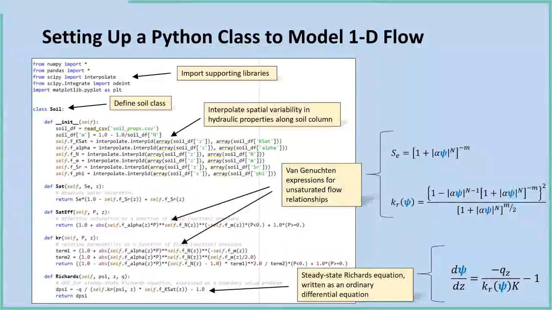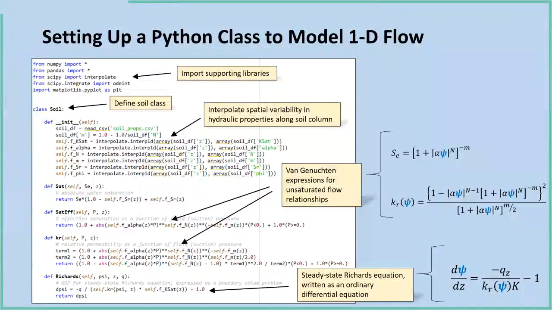So a few items to note. A few libraries need to be imported as indicated in the upper left of this screenshot. These include the ODE, Ordinary Differential Equation Integrator from SciPy, as well as the interpolation library. We need the latter to interpolate values of unsaturated hydraulic properties for the column as a function of elevation, which is specified as an external file.